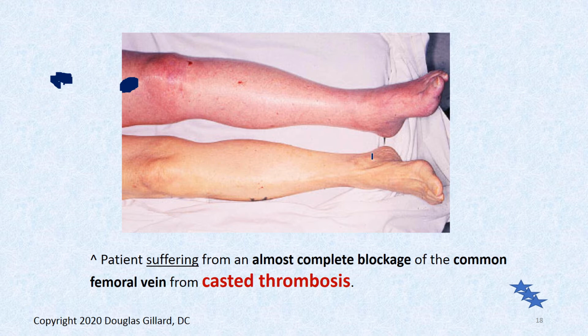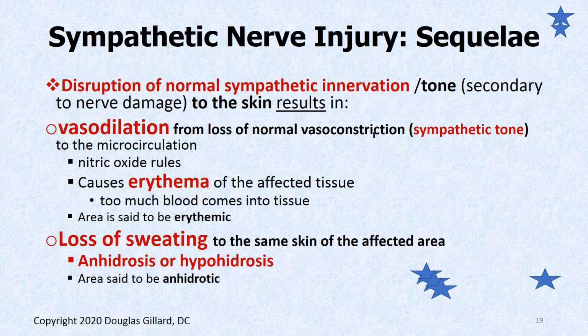The foot is much bigger than the normal foot here, and that's because the microcirculation has too much pressure in it. Sympathetic nerve injuries in the lower extremities: if the sympathetic nervous system is injured, then nitric oxide rules and you get swelling and a red look because of that. It's kind of everything we said.